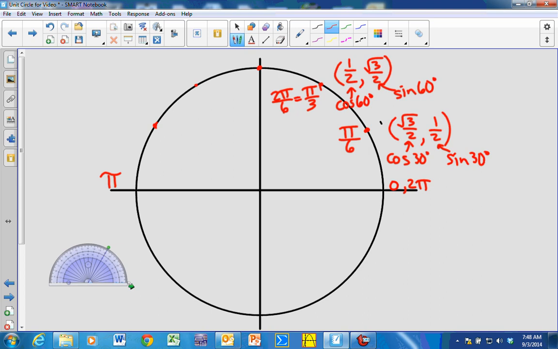I can continue to count like that all the way around the circle. If I get to the next one, I would have 3 pi over 6. But 3 pi over 6 simplifies to pi over 2, which makes sense because that's half of the top of the circle, so that's pi over 2. This would be 4 pi over 6, but 4 pi over 6 simplifies to 2 pi over 3. This is 5 pi over 6. This would be 6 pi over 6, which of course simplifies to pi.